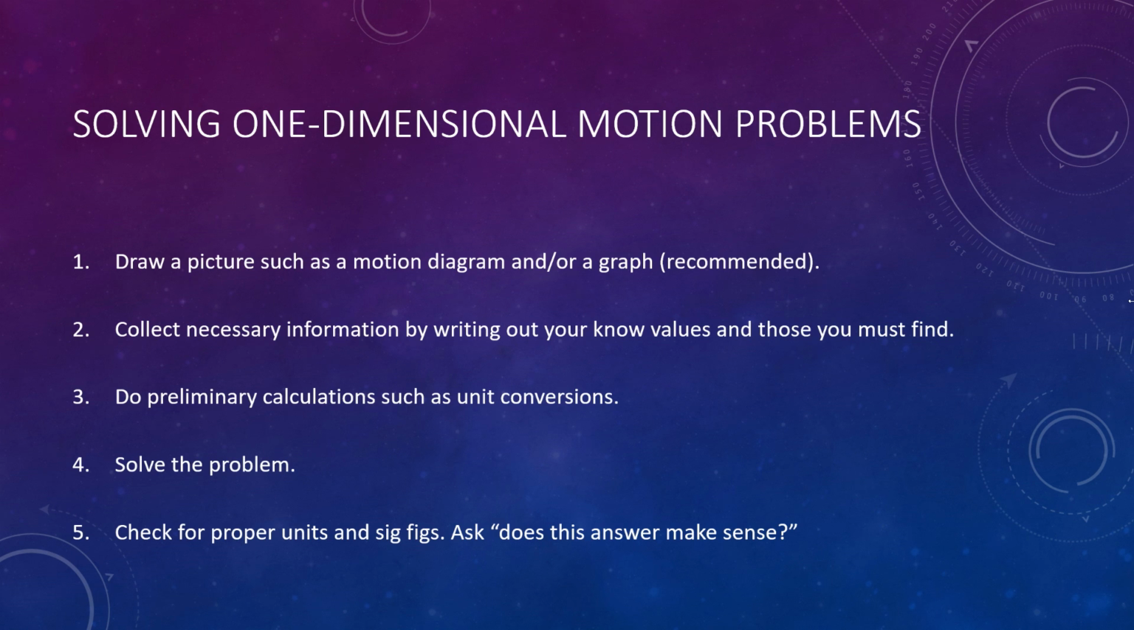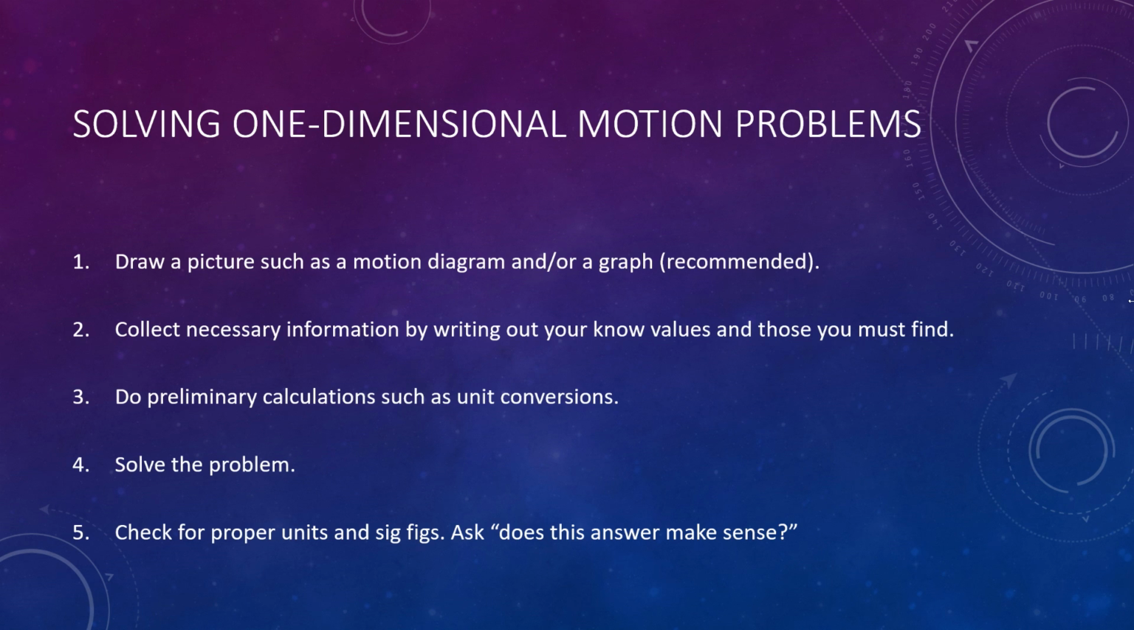So step number 1 says draw a picture, such as a motion diagram, and/or a graph. That being, say, a position, velocity, or acceleration graph. But note that I tag this as being only recommended. I don't typically do this myself, unless it's for a particularly complicated problem. But that said, if you're a visual learner, a lot of times you'll gain extra information or comfort if you have a visual aid. So this is only recommended.